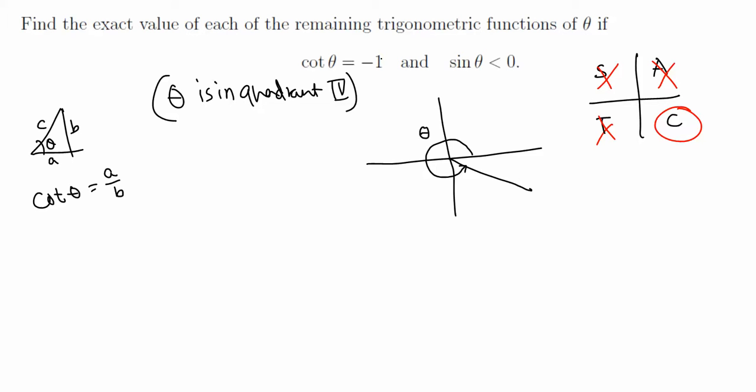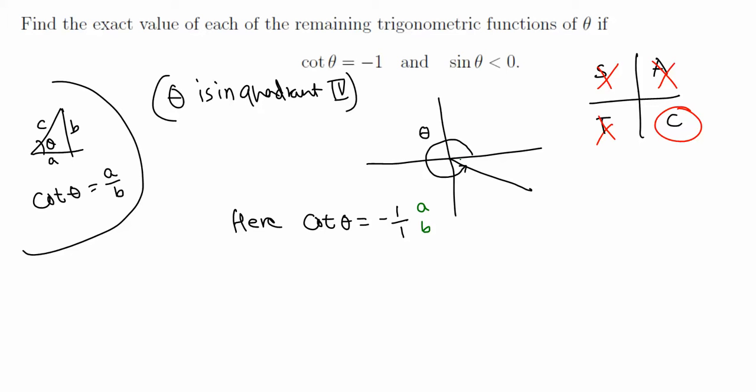So -1, we can write -1 over 1. So let's write here, cotangent theta is -1 over 1. That's A over B. A over B. So A, B, here is a point.